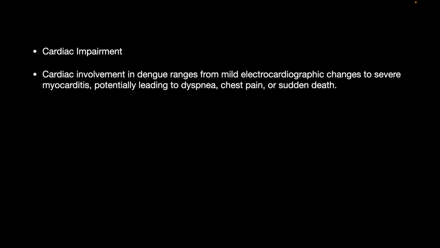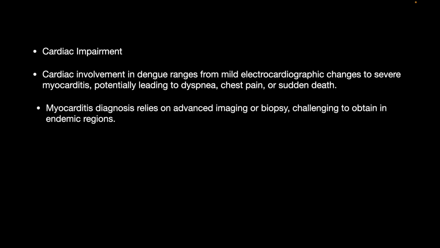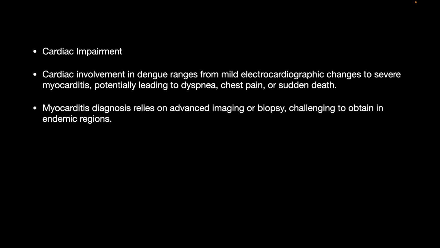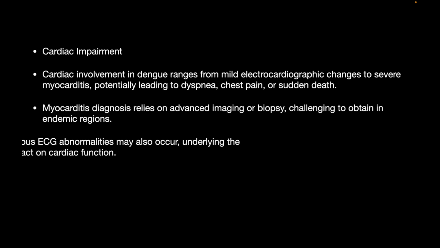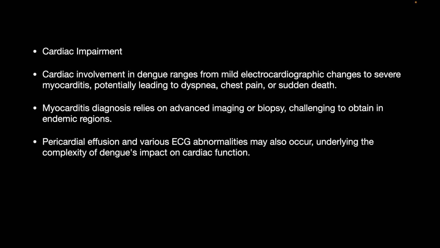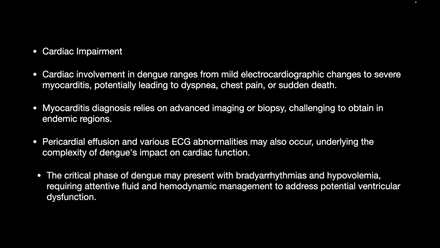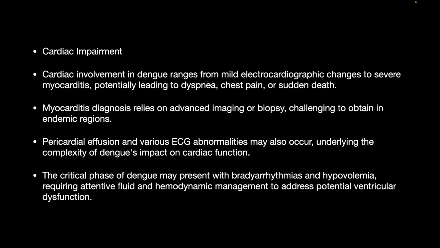The next is cardiac. Cardiac involvement is seen as mild ECG changes indicating myocarditis, leading to dyspnea, chest pain, and sudden death. Myocarditis relies on advanced imaging and biopsy findings, and pericardial effusion is one of the very important findings, with various ECG changes seen in these patients. The critical phase of dengue may present with bradyarrhythmias and hypovolemia, which should be addressed appropriately.